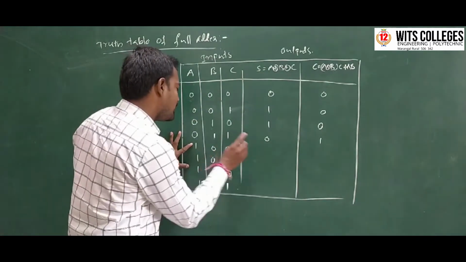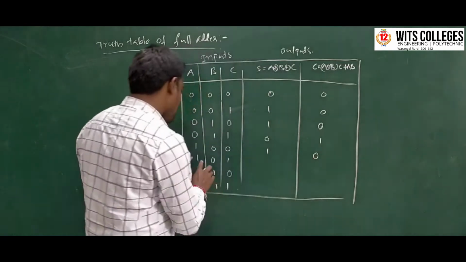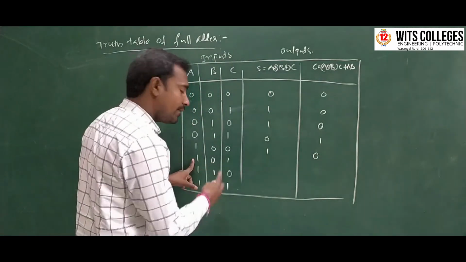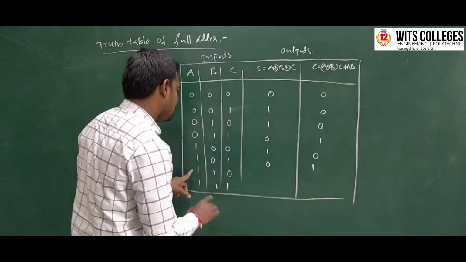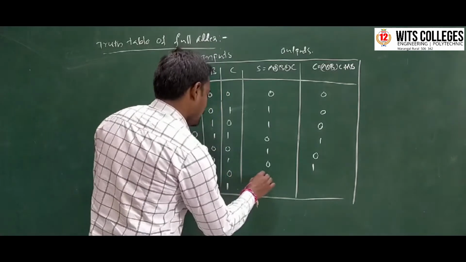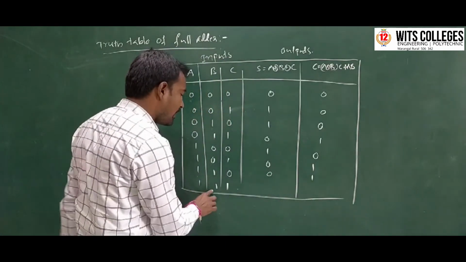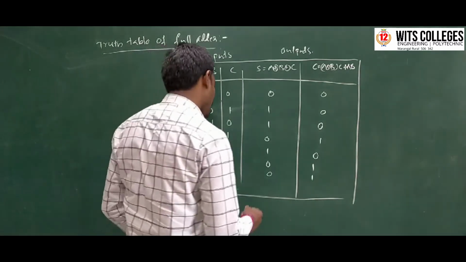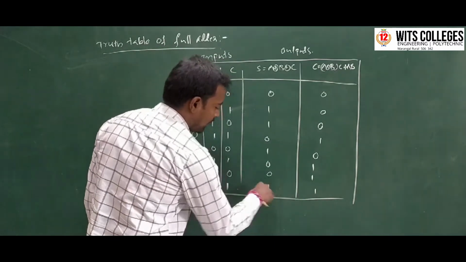Okay, next 1 plus 0, 0 plus 0 is equal to 1 here, and this is equal to 0, and 1 plus 0 is equal to 1, 1 plus 1 is equal to 0 and carry is equal to 1. Next 1 plus 1 is equal to 0, 0 plus 0 is equal to 0 and carry is equal to 1. Next 1 plus 1 is equal to 0, carry 1, and 0 plus 1 is equal to 1 here.